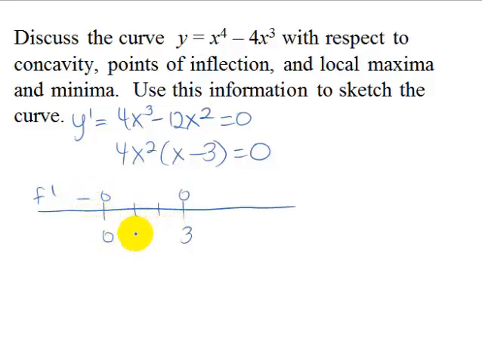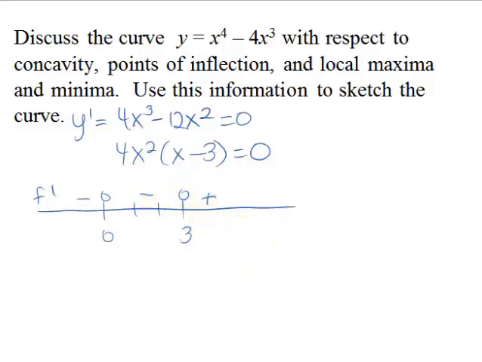Between 0 and 3, let's try a 1. This is positive and negative, so negative. And between 3 and infinity, let's try 4. This is positive and positive, so positive. So I've got decreasing, decreasing, increasing. So this is a saddle point, not a max or a min. This is decreasing and then increasing, so this one is a local minimum.